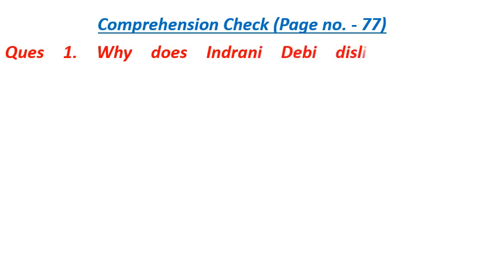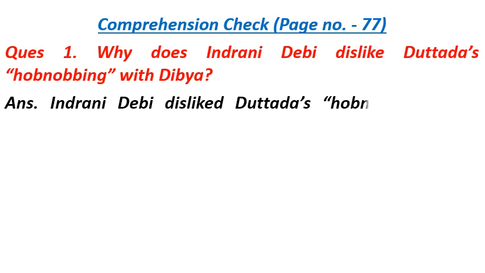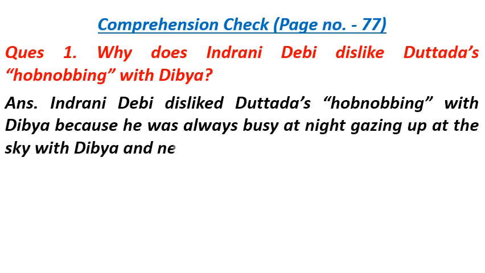Now let us discuss the questions and answers of the comprehension check, which is on page number 77 in your book, in detail. Question number 1 is, why does Indrani Devi dislike Datta's hobnobbing with Dibya? The answer is, Indrani Devi disliked Datta's hobnobbing with Dibya because he was always busy at night gazing up at the sky with Dibya and never cared for his wife.